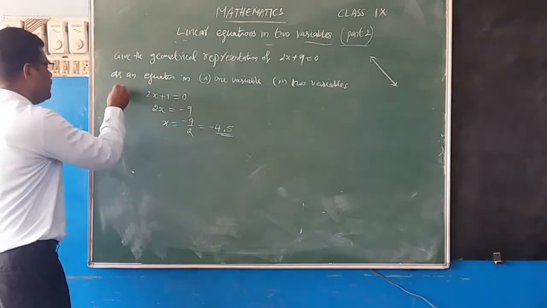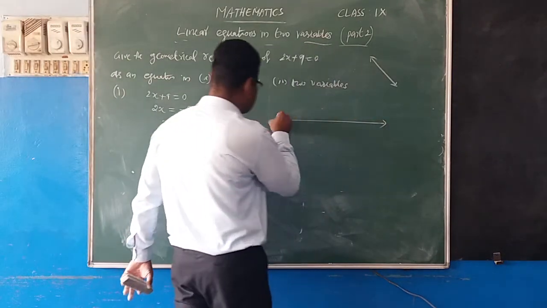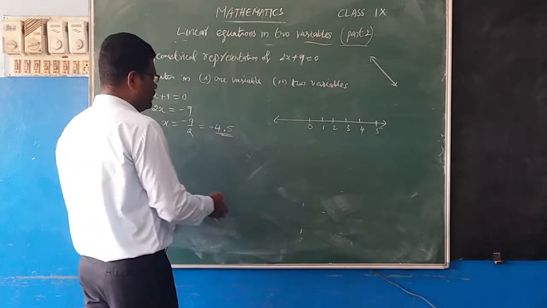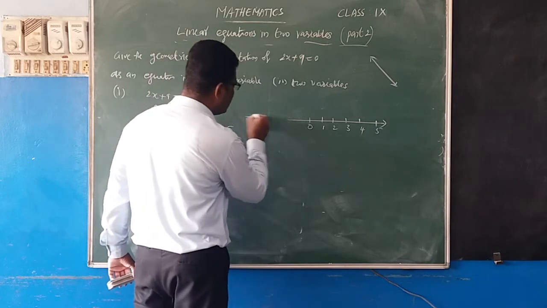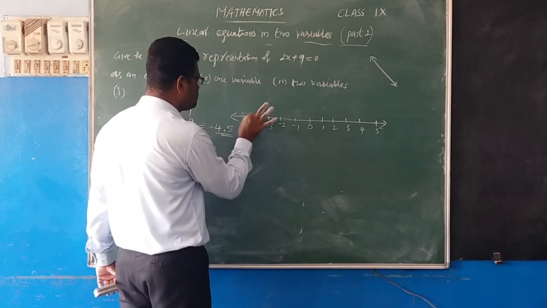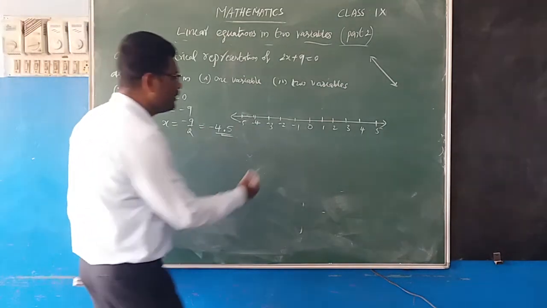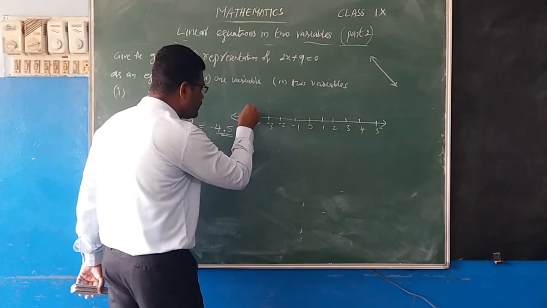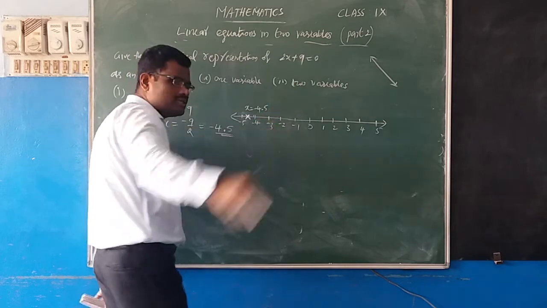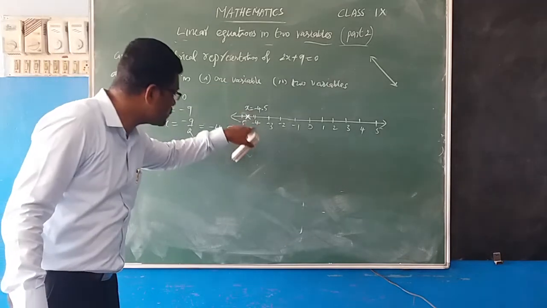How to represent x is equal to minus 4.5? First one is in one variable. Suppose this is x-axis. This is 0, 1, 2, 3, 4, 5. When you come back this side, you will get minus 1, minus 2, minus 3, minus 4, minus 5. Isn't it? Minus 4.5 on the left side is somewhere here. This indicates x is equal to minus 4.5. This diagram is called linear equation in one variable.